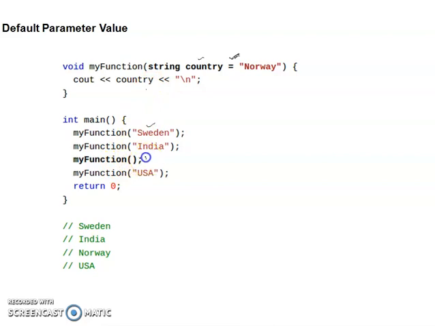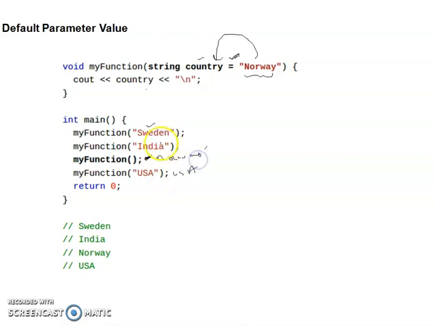Next again I am calling this function without any argument. Now when your compiler comes here, it sees that this function takes an argument as an input. As I am not sending any value here, your compiler sees that a default value is given to this variable. That is, whenever this function is called without any arguments, your compiler automatically assigns the default value which you have given while defining this function to this variable. So now Norway gets printed here.